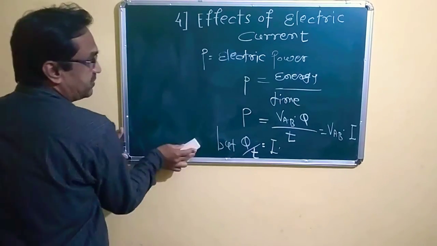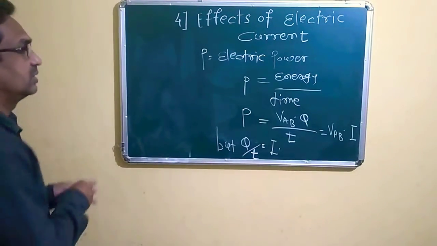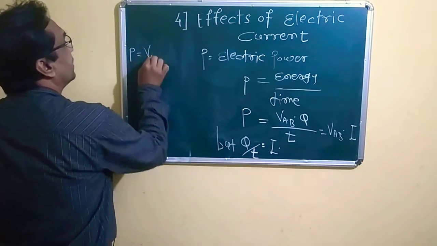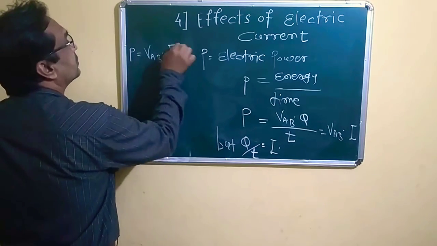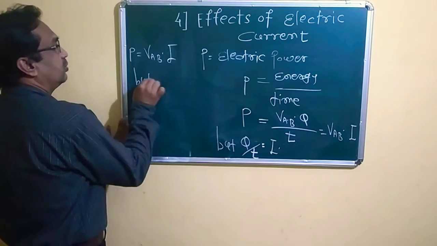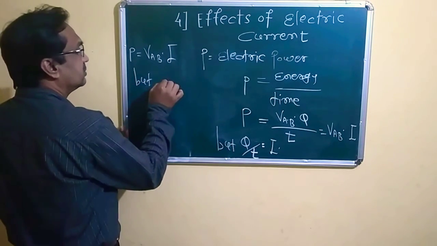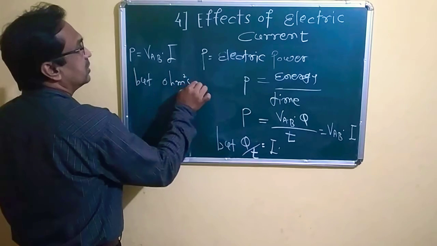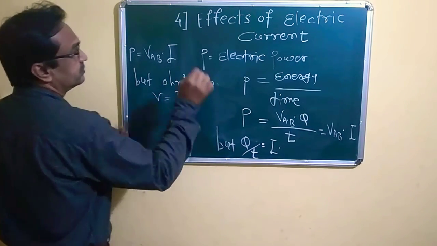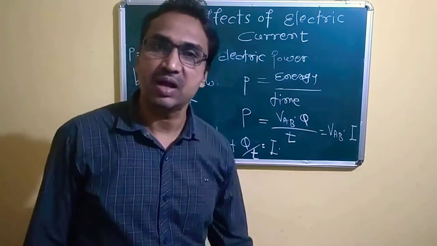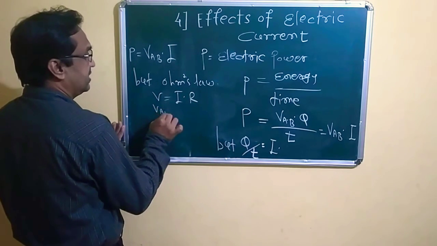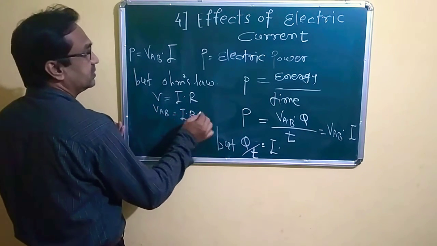So the equation becomes P is equal to VAB into I. But we know Ohm's law. What Ohm's law says is V is equal to IR. So we have to substitute. V means VAB, so VAB is equal to I into R.